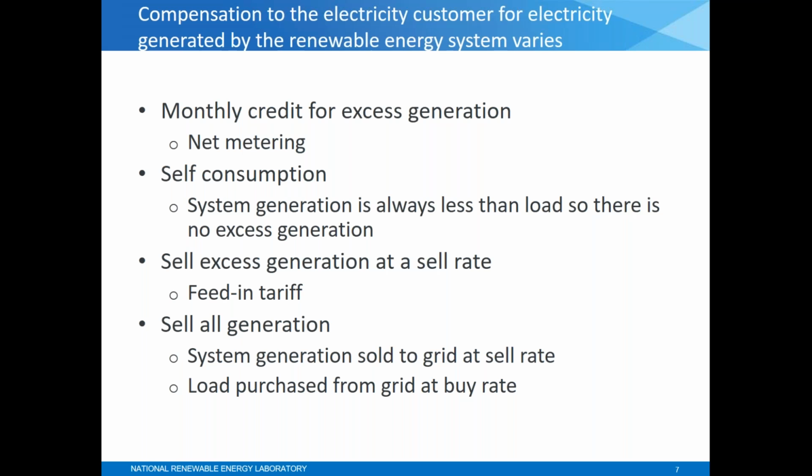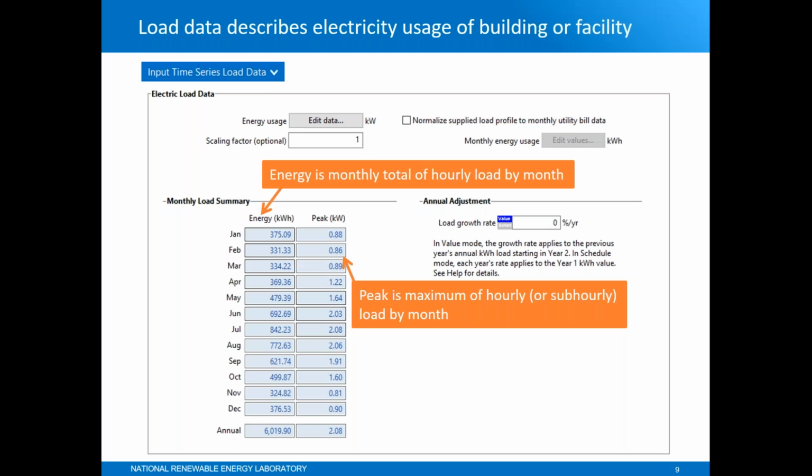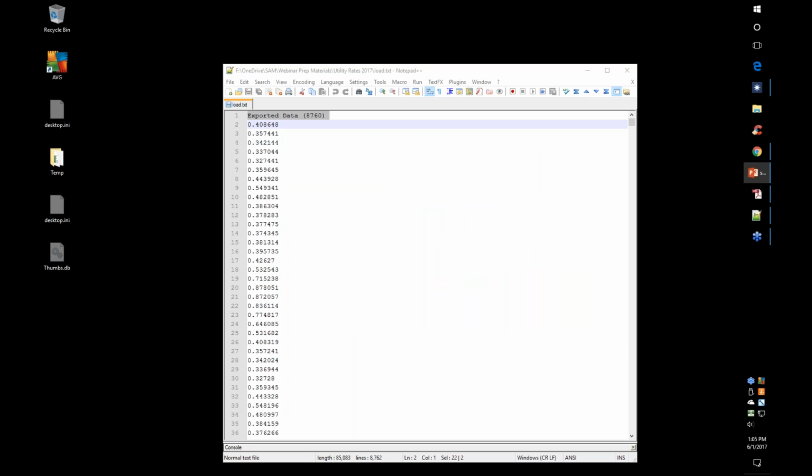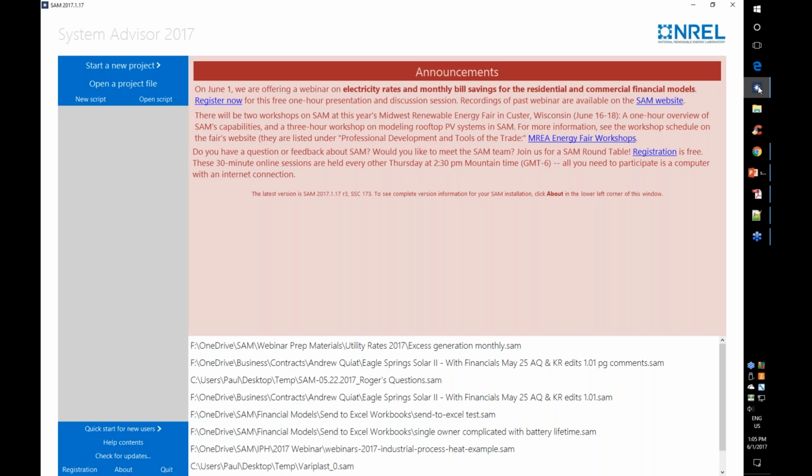There's also feed-in tariffs of various types where you essentially are selling the excess electricity generated by the system at some rate. And then it's also possible to have an arrangement where some entity purchases all of the electricity from the renewable energy system regardless of the load, and then the electricity customer buys the electricity to meet the building load from the grid. So in order to model these types of scenarios in SAM, we need to provide SAM with information about the electricity load.